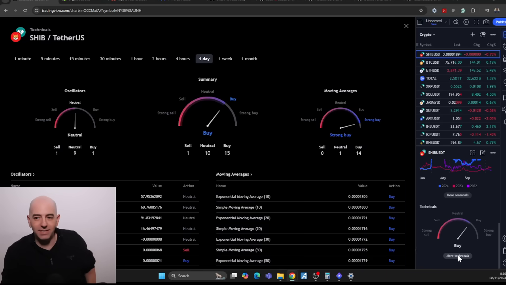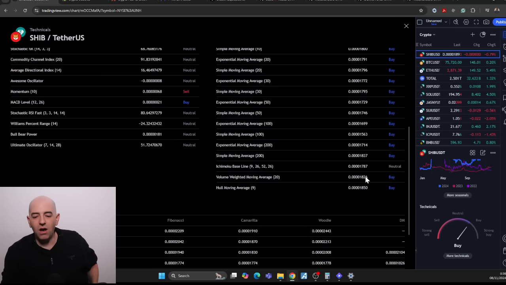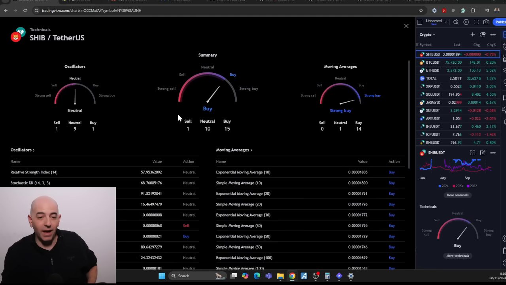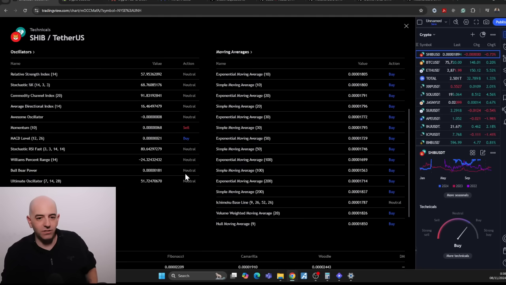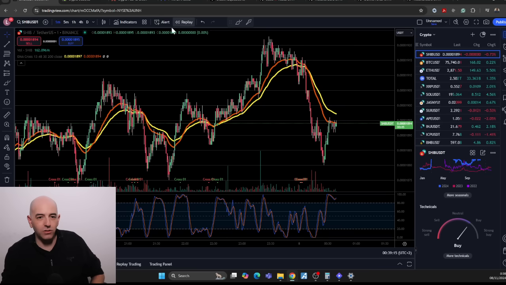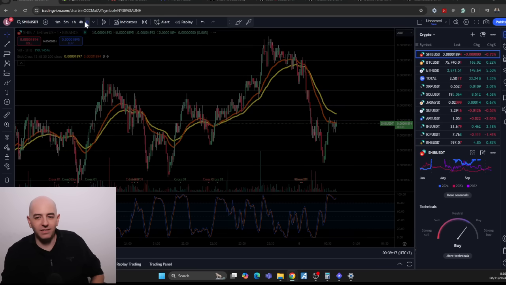We do have a buy signal for Shiba Inu. All the moving averages are saying strong buy. And if we go to the oscillators, they're mostly neutral. Momentum is a sell and MACD is a buy. So all the moving averages are saying that Shiba Inu is a strong buy even on the daily chart.